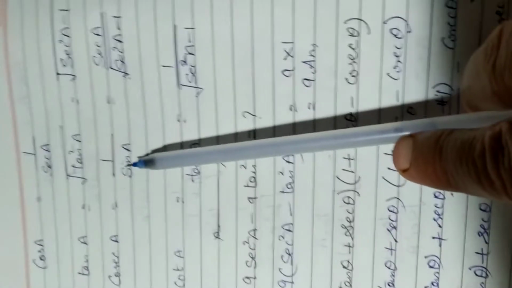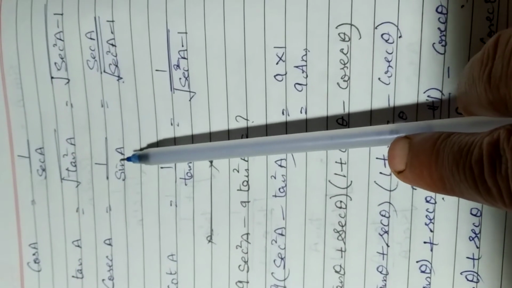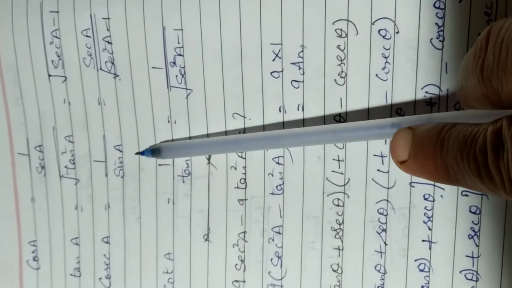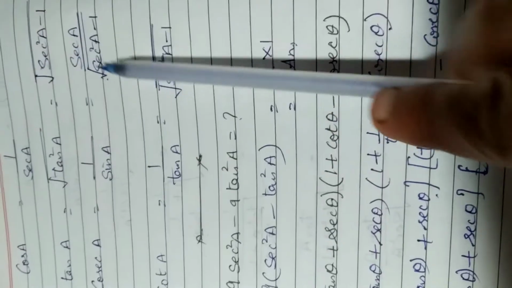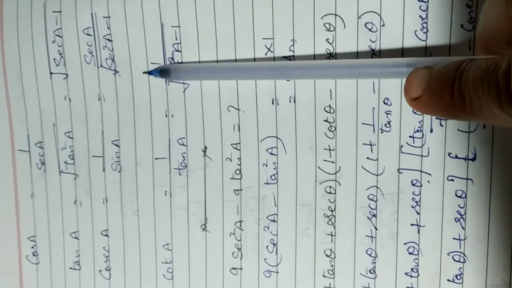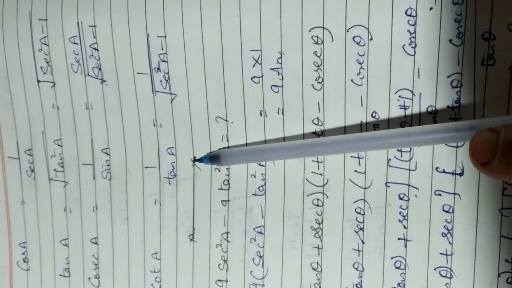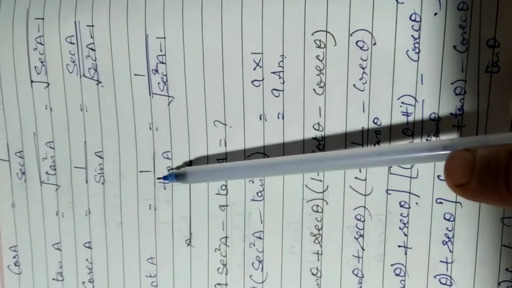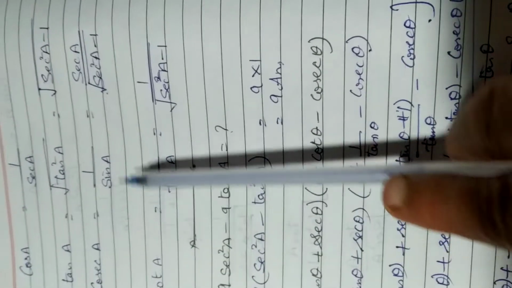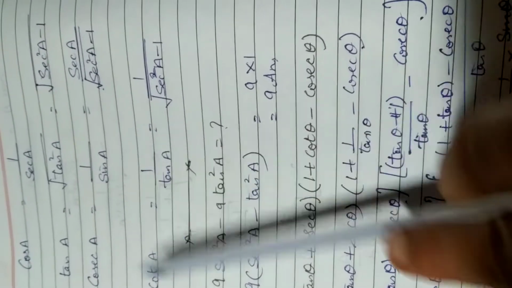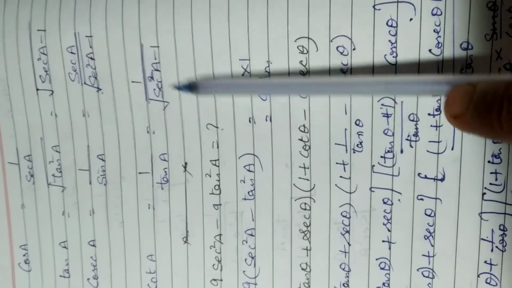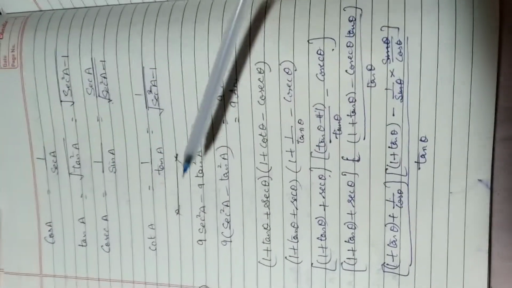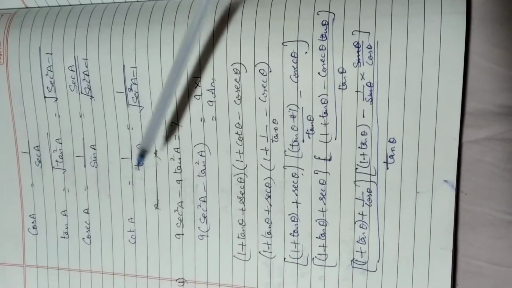We have multiplied and divided it. 1 upon sin A can be written in terms of secant A by square root of secant square A minus 1. Cot A is 1 by tan A. Tan A can be written as we have done in the last question. These we have done in the last question also. Cot A is equal to 1 upon tan A is equal to 1 upon square root of secant square A minus 1. In the similar manner that we have done in the last question.